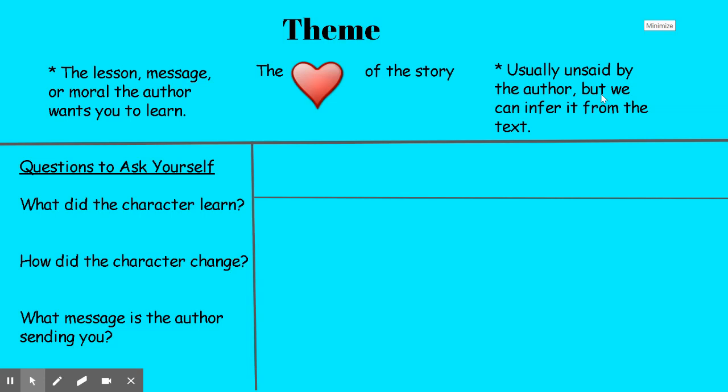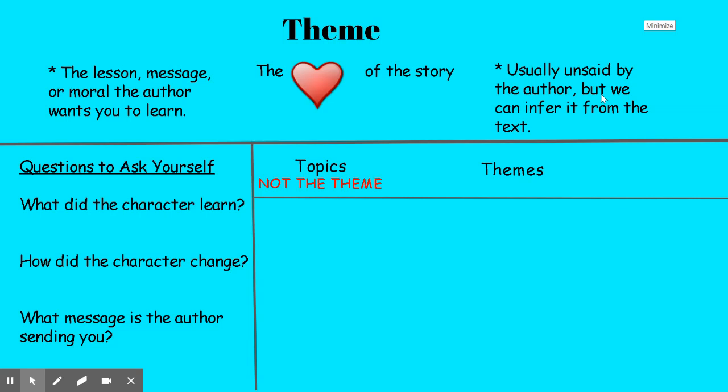So the best way to identify the theme is with the use of topics. Topics are not the theme. Fifth graders tend to say, "The theme of the story is love." No, love is just the topic, so your theme is never going to be one word.